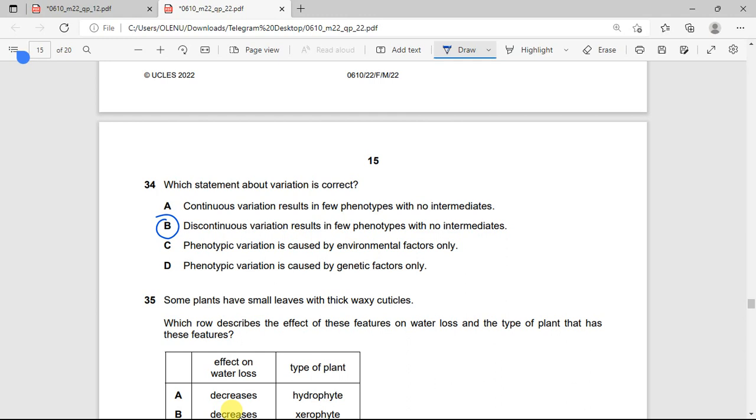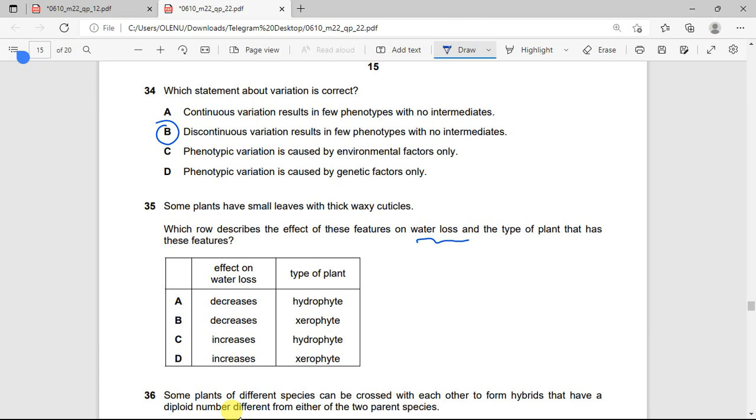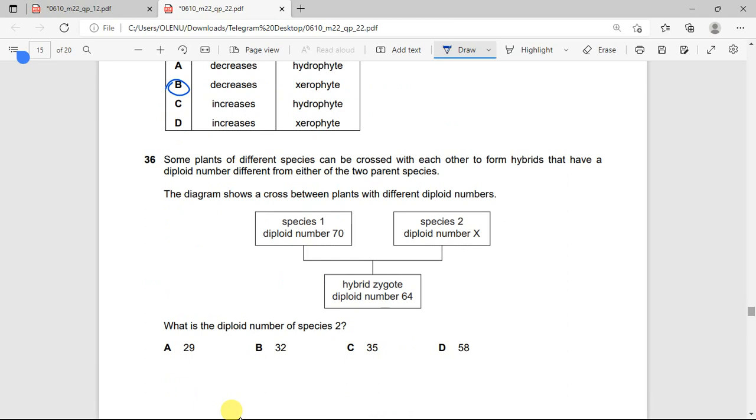Some plants have small leaves with thick waxy cuticle. Which row describes the effect of these features on water loss? Small leaves, the amount of water loss will decrease, while the type of plant will be a xerophyte. So 35 will be B. They are plants that survive in a dry environment.